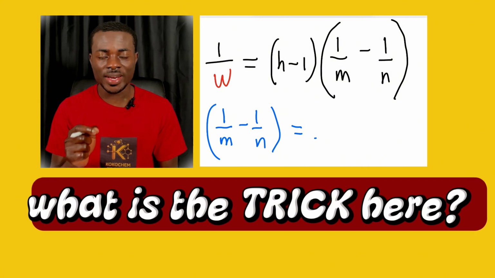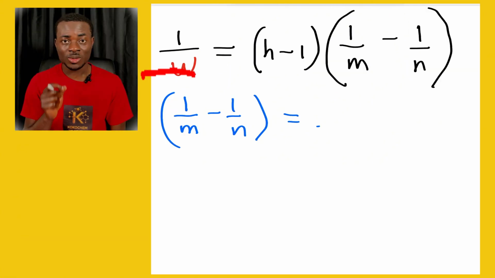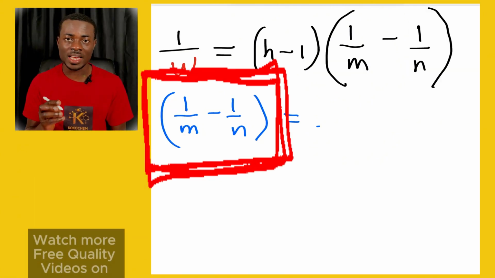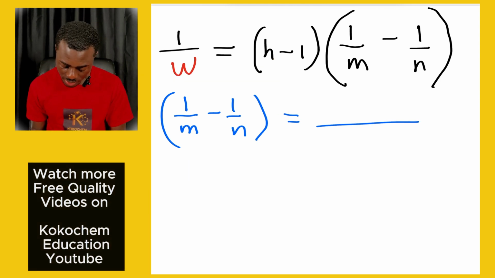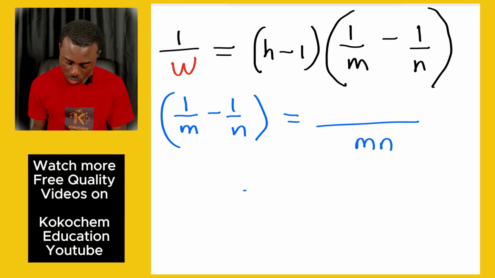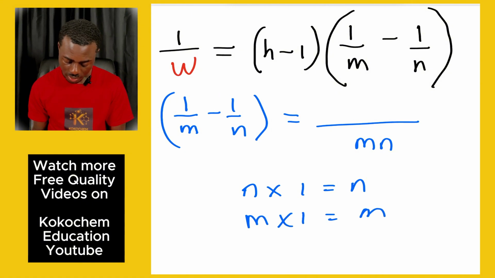The hidden trick here is that to subtract fractions, you need a common denominator. So the common denominator here will be mn. M goes into mn n times, and n times 1 will be n. Similarly, n goes into mn m times, and m times 1 will be m. So the numerator will be n minus m.